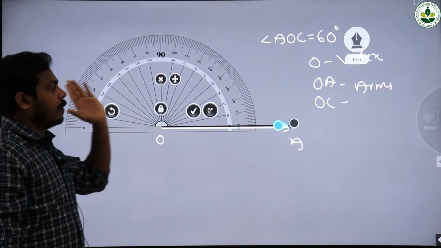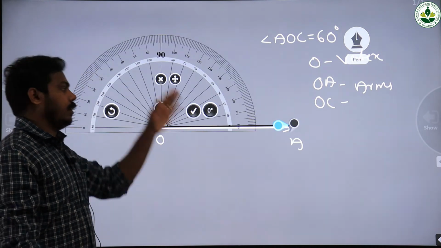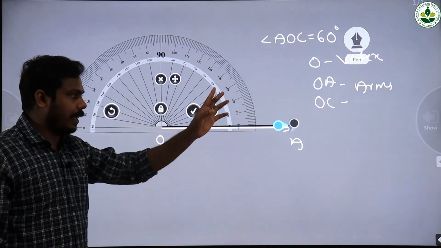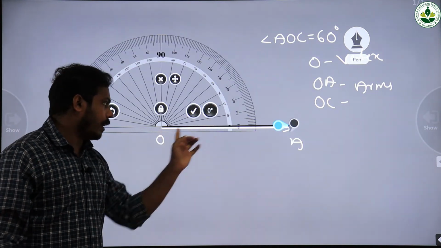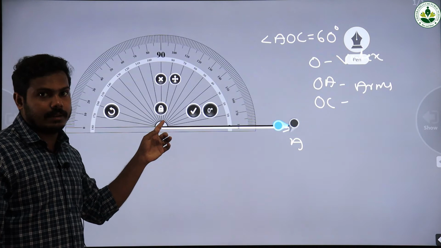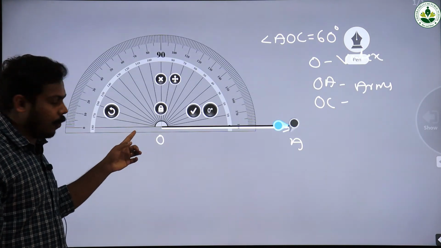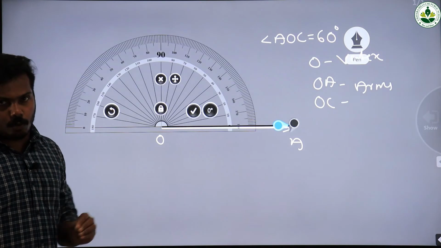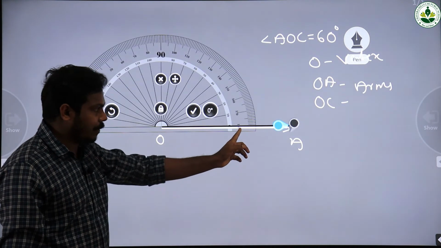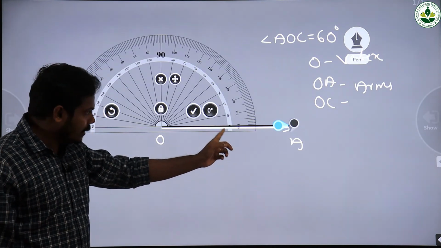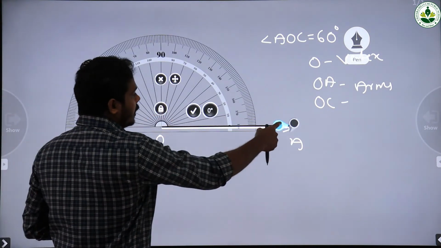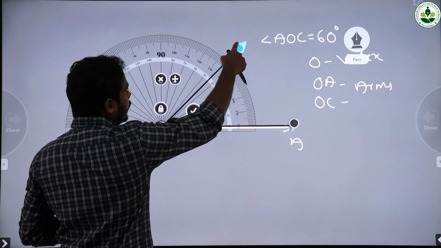Once more I will tell. How will you place this protractor? First, place the baseline of the protractor on ray OA in such a way that the center of the protractor is exactly over the vertex O. Now start measuring from the 0. Here 0 is on the inner scale, so start from here. Where is 60? 60 is here. So start measuring.